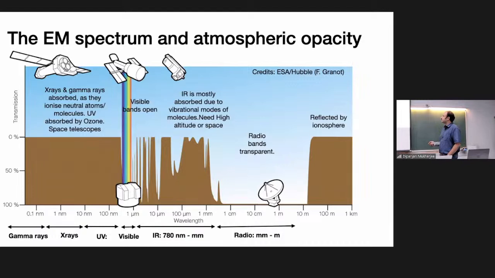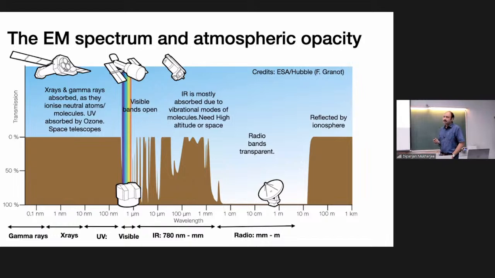It's almost opaque up to UV. What happens in X-rays and gamma rays is these are extremely highly energetic photons. They'll come and strike any neutral atom or even partially ionized atoms and molecules and kick out an electron. In this process, they get absorbed. So these photons will ionize the atmosphere and quickly get absorbed. So if there's a thick column of gas, neutral or partially ionized, that will absorb the high energy photons.